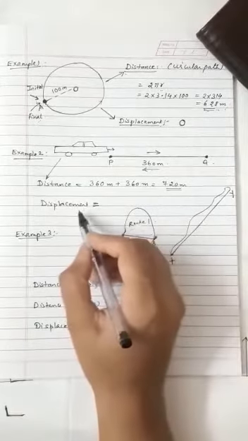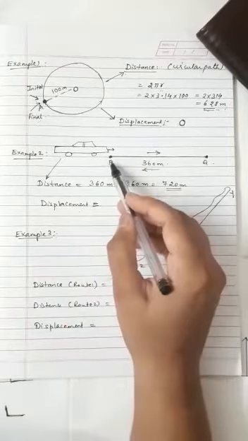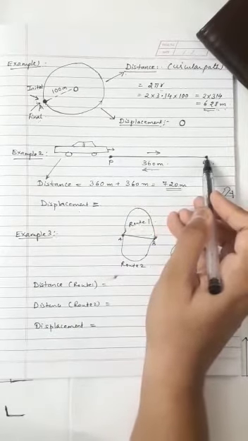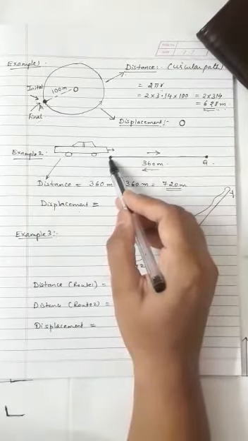Whereas when I talk about displacement, the car started its journey from P, went to point Q, and now again it has come back to the point P.